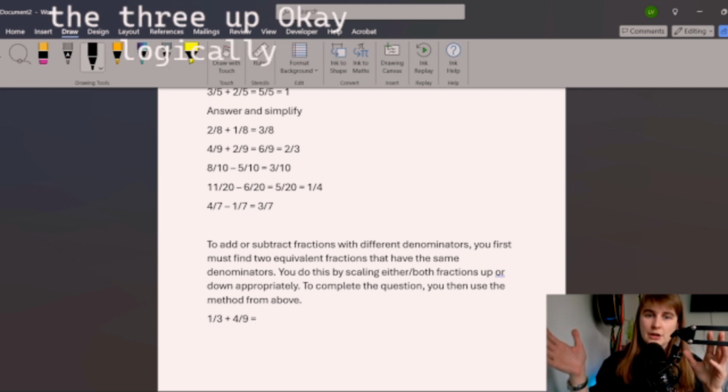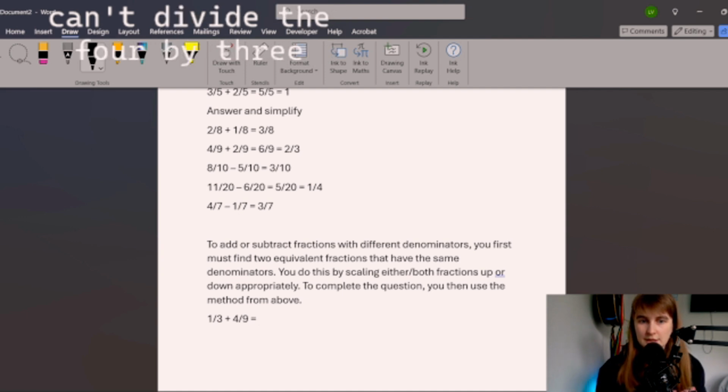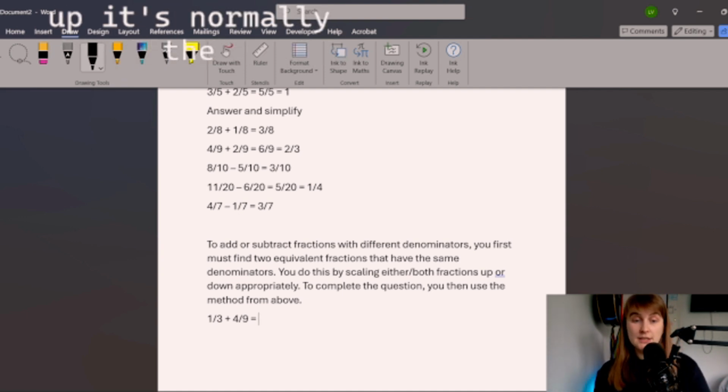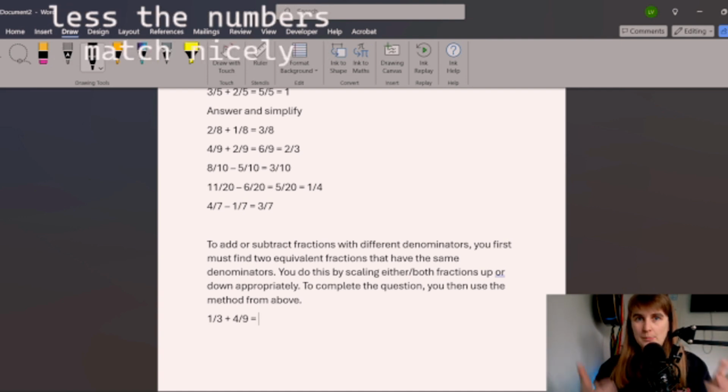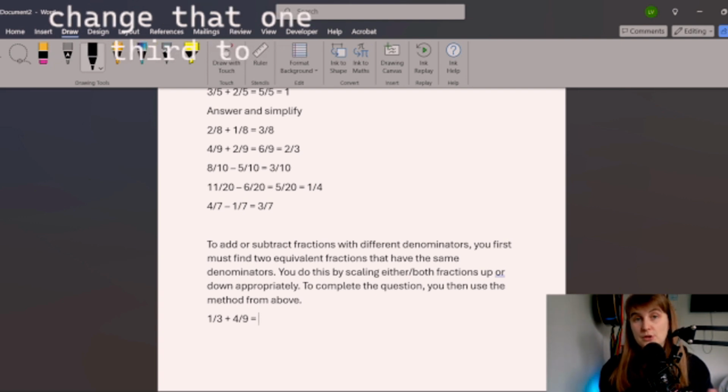Logically, you'd think, well, you could scale the 9 down, but actually, no, you can't, because you can't divide the 4 by 3 to get a whole number. So scaling up is normally the best way, unless the numbers match nicely. Scaling up is the most common thing to do. So we're going to change that 1/3 to be a fraction with 9 on the bottom.